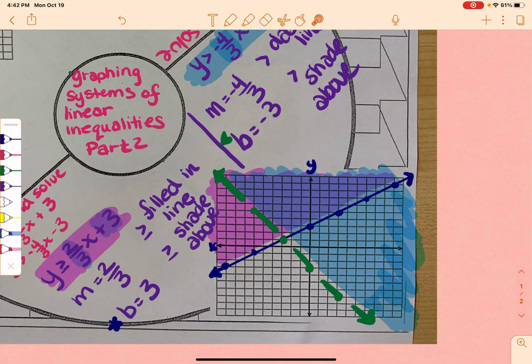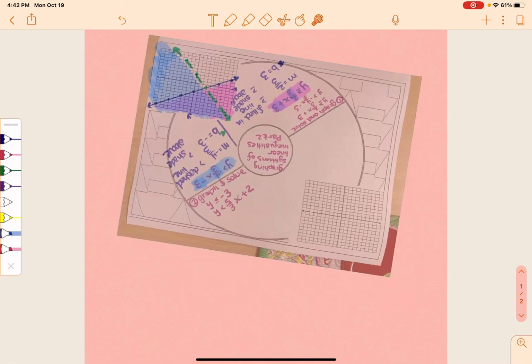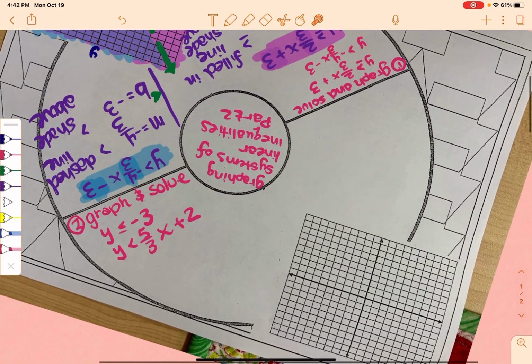Okay, let's try one more. This one, the notation looks a little different, so I want to make sure we see one like this. So on this one, I have graph and solve. y is less than or equal to -3, and y is less than 5/3 x plus 2. So my first job is going to be to separate these.